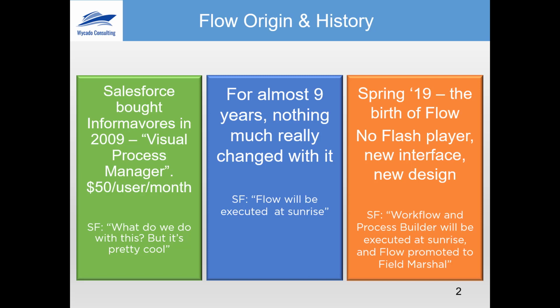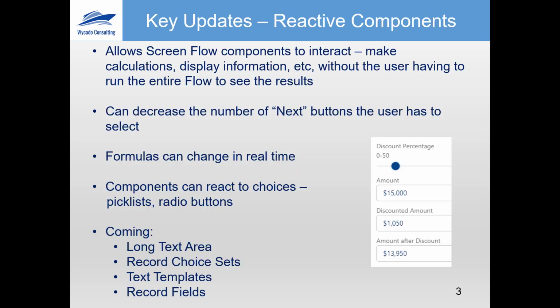So we're going to first talk about these reactive components. So these allow your screen components to interact. You can cut down on the number of nexts that you have in your screen flows and the number of screens. That's what it can do. Formulas can change in real time. As the user is putting information in there, it can calculate. And the components can react to choices, pick lists, radio buttons. They can make choices on there on the same screen, and it can react to that. What's coming down the road is long text area, record choice sets, text templates, record fields. There's more coming down the road.